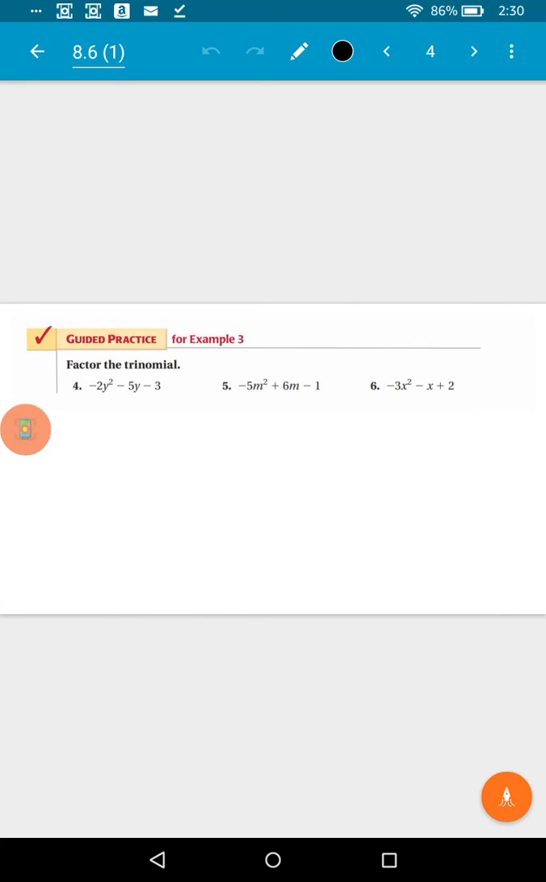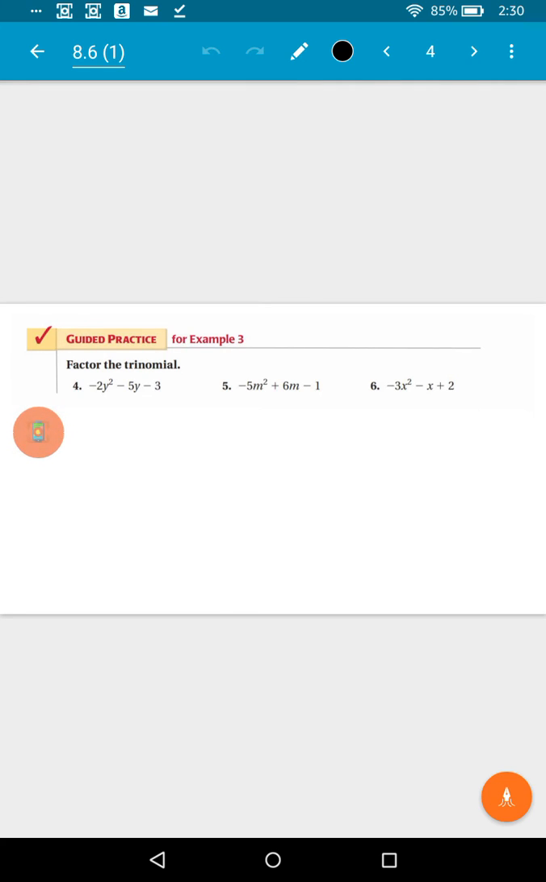Okay, we're going to do one more or two more maybe. Over here, I'm going to do number 4. Your job is going to do 5 and 6. Okay, so let's take a look at number 4. I have negative 2y to the second minus 5y minus 3.